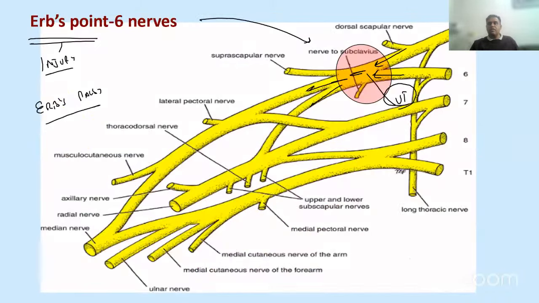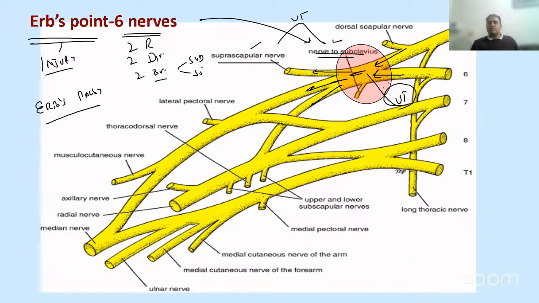As you can see over here, this is the nerve to subclavius, and this one is going to the suprascapular nerve. So these are two branches of what? Upper trunk. So Erb's point has six nerves: two roots, two divisions from the upper trunk, and two branches from the upper trunk, the subclavius branch and the suprascapular. Am I clear?